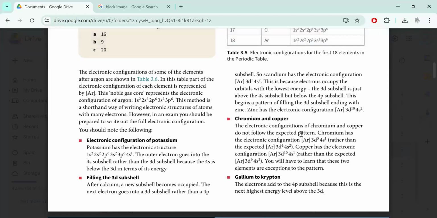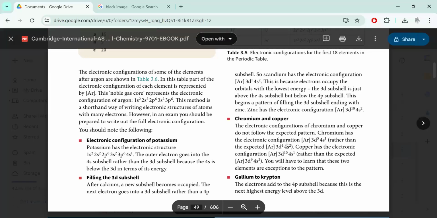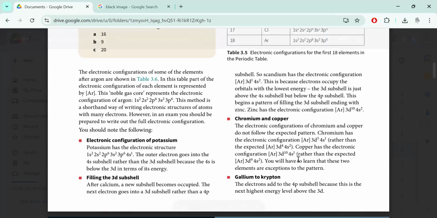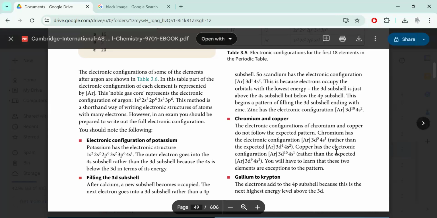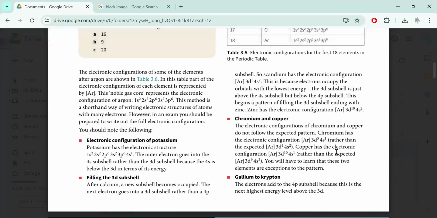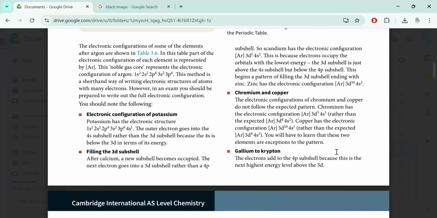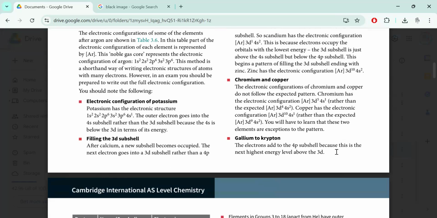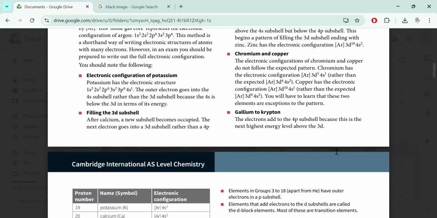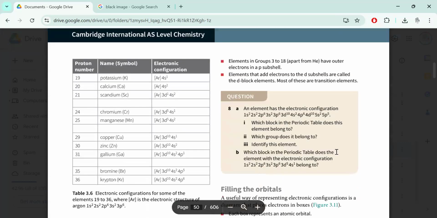Sometimes it can be a little bit confusing, but usually when you start learning about the periodic table, you can start remembering the exceptions. Usually beginners don't get this kind of question, so don't worry about it. Getting to krypton, the electron is added to the 4p subshell because this is the next one. So there's just more to it.